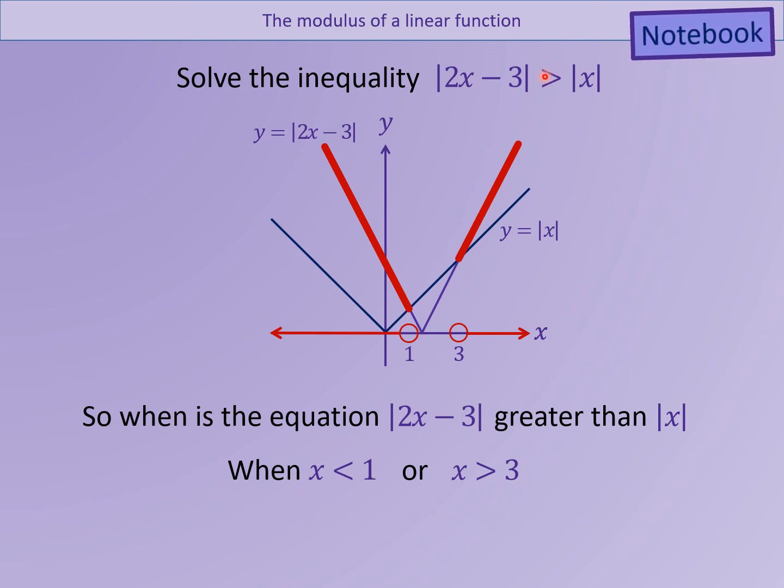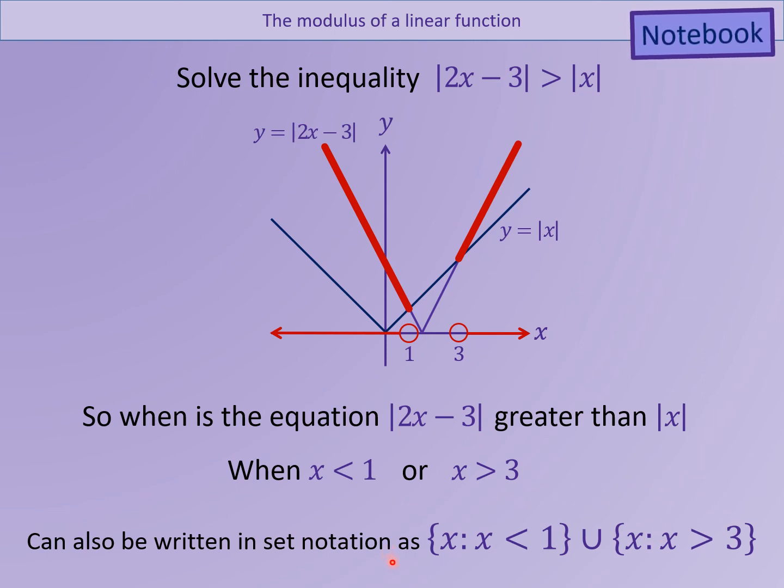If it was the other way around, when is it less than, you would have it between 1 and 3. If it was less than or equal to, these will be filled in, and this will be less than or equal to and greater than or equal to. So just be careful with inequalities. But the point is, it's exactly the same as any other graphs you've drawn. My advice to you is always do a quick sketch so you don't make any silly mistakes.